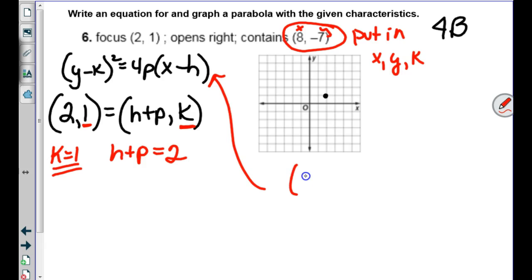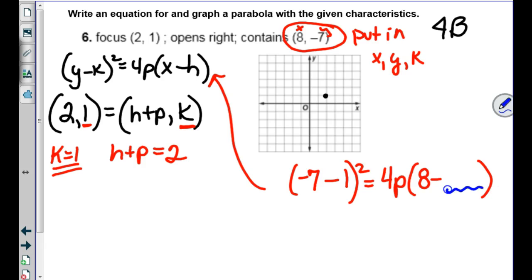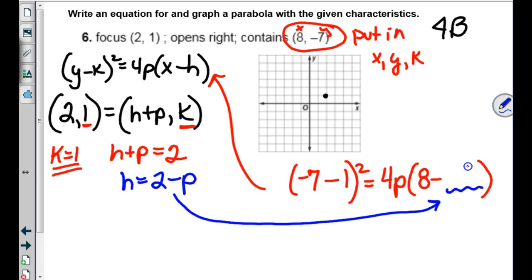So I will have Y is negative 7, minus K, which is 1, quantity squared equals 4P, which I don't know. X is 8 minus H, which I don't know. Okay. Now, I'm going to stop for a second. What do I already have for an unknown in my equation? P. I don't want to put an H over here because then I'll have both an unknown H and a P. Can anybody make this say H equals? So now I'm going to put that in instead of H. Where this said X minus H back here, I'm going to do X minus 2 minus P. All right.